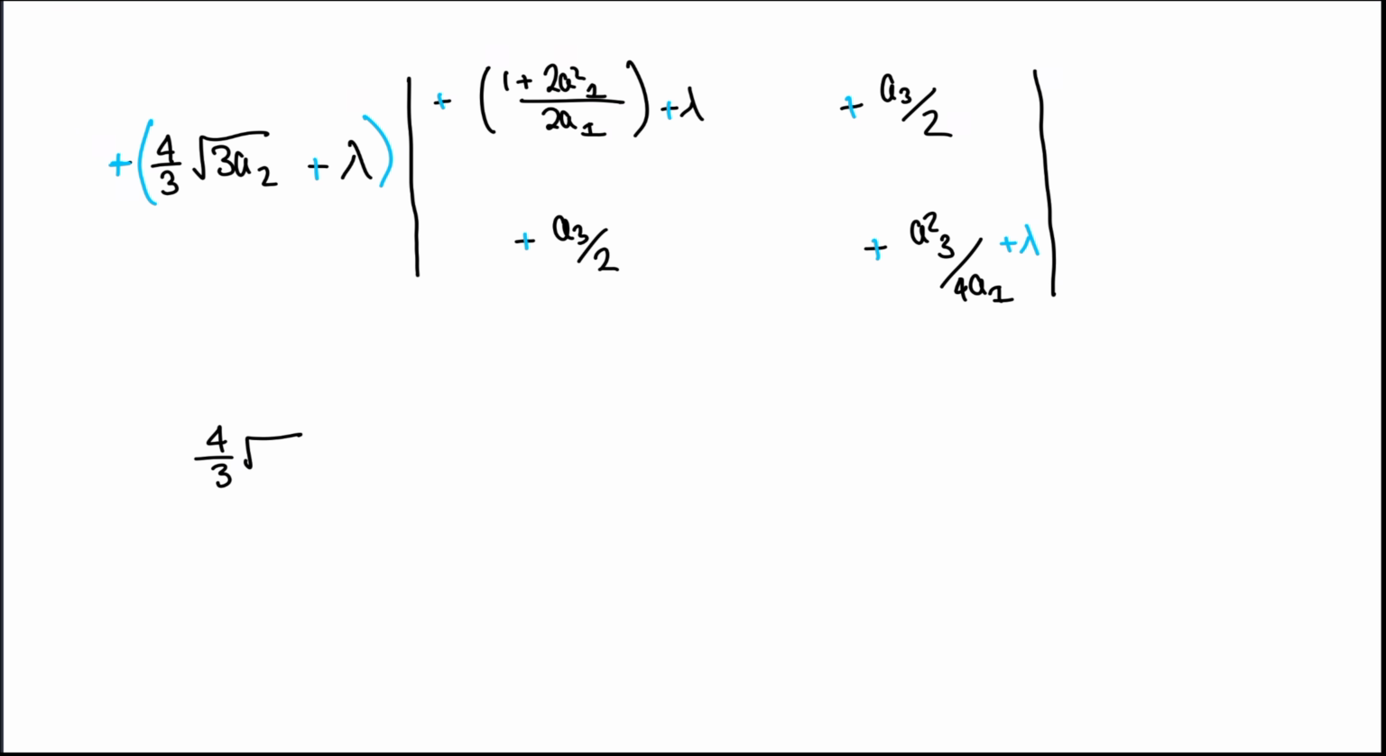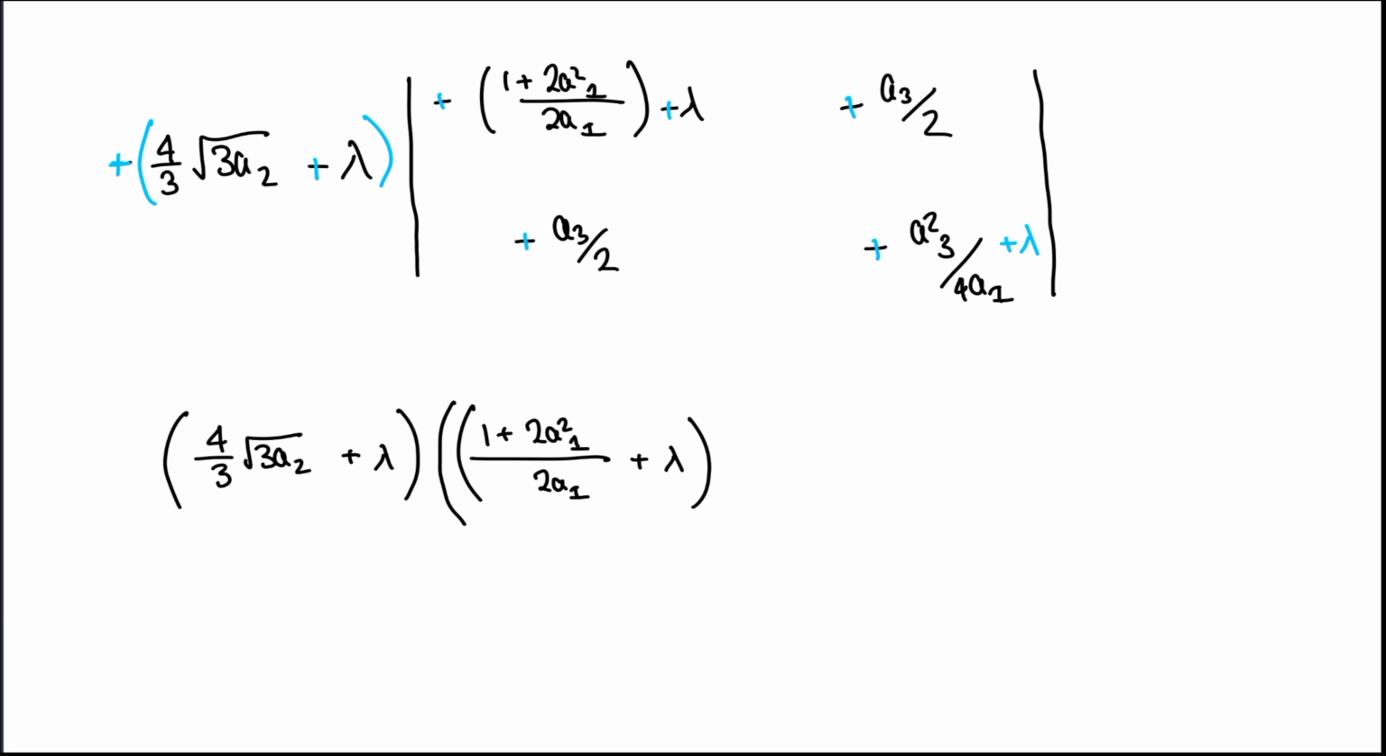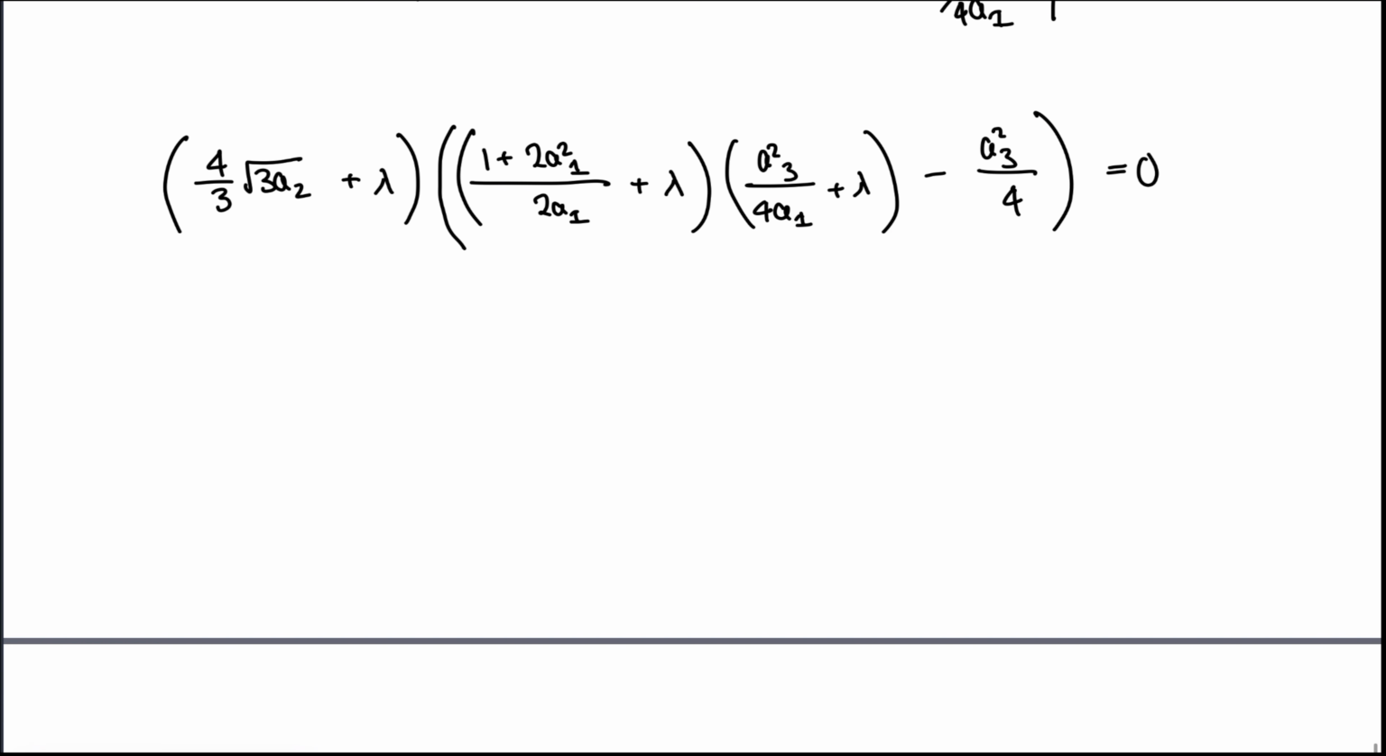So now we get 4 over 3 root 3 a2 plus lambda times 1 plus 2a squared 1 over 2a1 plus lambda multiplied by a2 3 4a1 plus lambda subtracted by a squared 3 all over 4. That's equal to 0. So what we can instantly say is that from here, the first eigenvalue is equal to minus 4 over 3 root 3 a2.